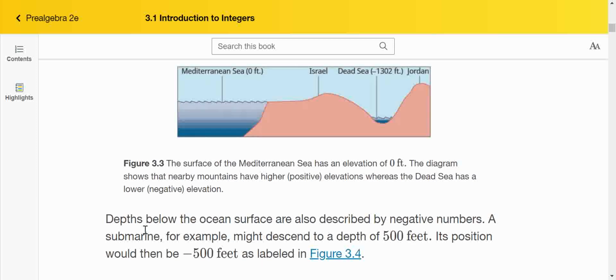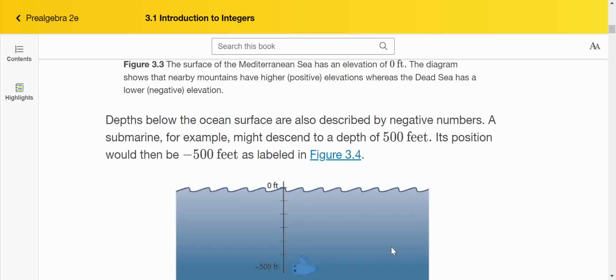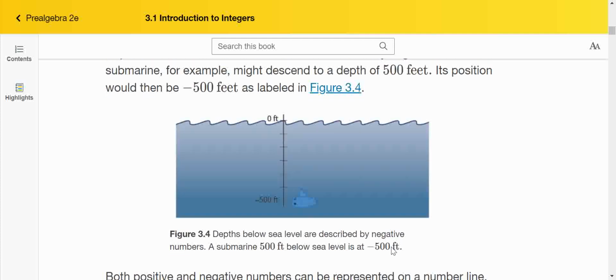Depths below the ocean surface are also described by negative numbers. A submarine, for example, might descend to a depth of 500 feet. Its position would then be minus 500 feet as labeled in Figure 3.4. Figure 3.4. Depths below sea level are described by negative numbers. A submarine 500 feet below sea level is at negative 500 feet.